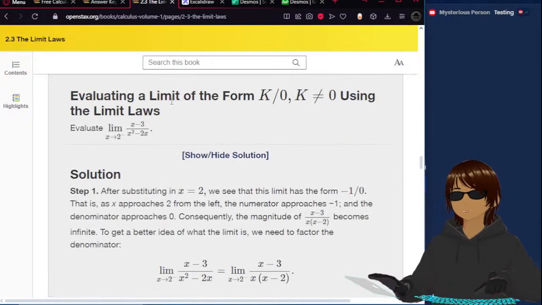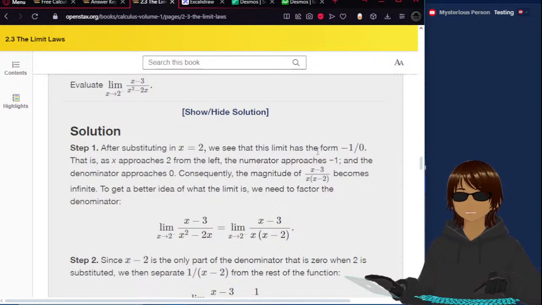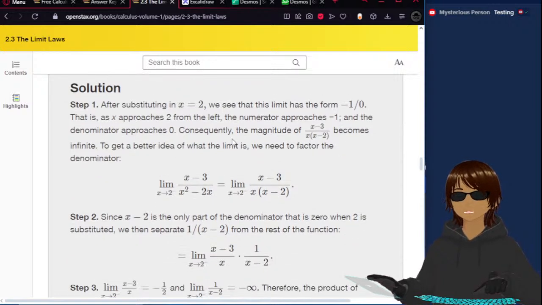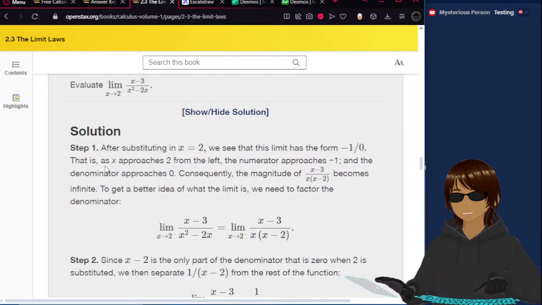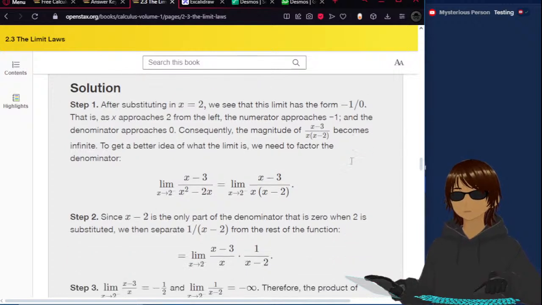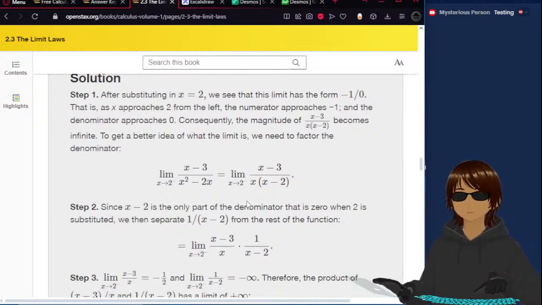Okay, let's see what they did here. So the bottom would be 0. The limit has the form minus 1 over 0. As x approaches 2 from the left, the numerator approaches negative 1. We need to factor the denominator. Okay.